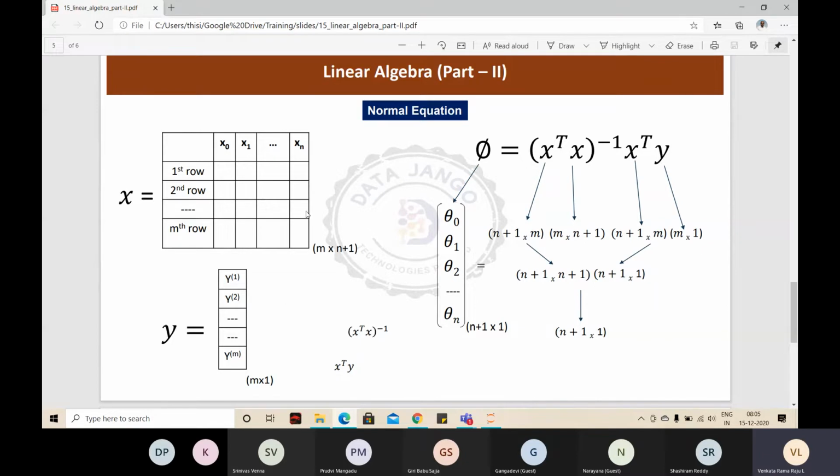What are the unknowns? There are 4 unknowns. What are the unknowns here? Theta 1, theta 2. Theta 0 to theta 4. Yes, sir. Good, sir. Thank you. So I'm just checking whether you are following or not.